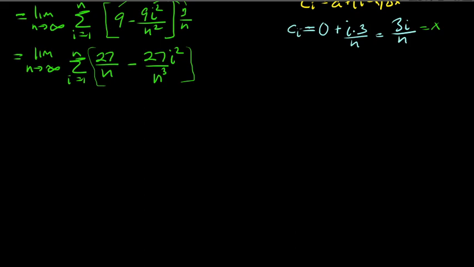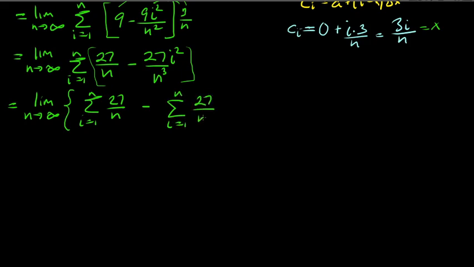Well, first of all, remember that we're adding up the difference, and just like in the previous video, you can split them up and add them up separately, right? In other words, we're going to do the sum, i going from 1 to n, of 27 over n, minus the sum, i going from 1 to n, of 27 over n cubed times i squared. Okay, and we still have to take the limit of all that. Let's keep going.